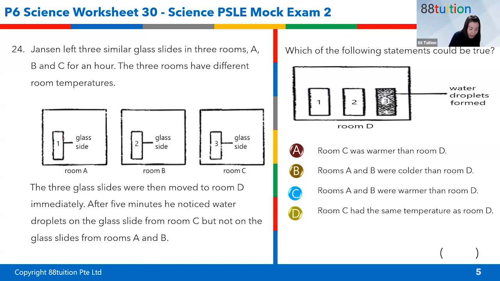Okay, so you have glass slides here. They are originally placed in different rooms with different room temperature, right? After that, they are moved to room D. So this is room D now. In room D, something happened to one of the glass slides, and that is the third one. It was originally in room C, right? There are water droplets forming on this thing.